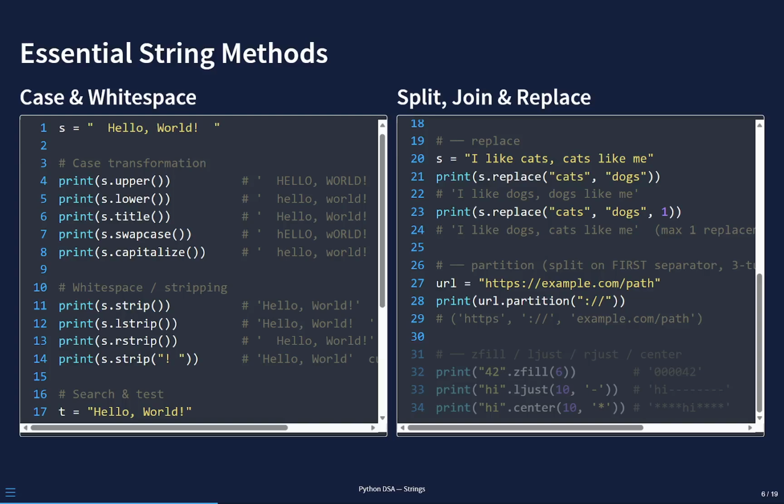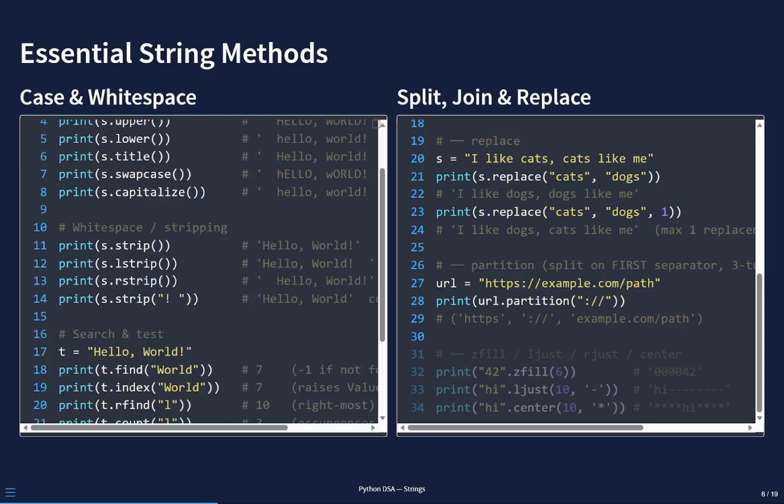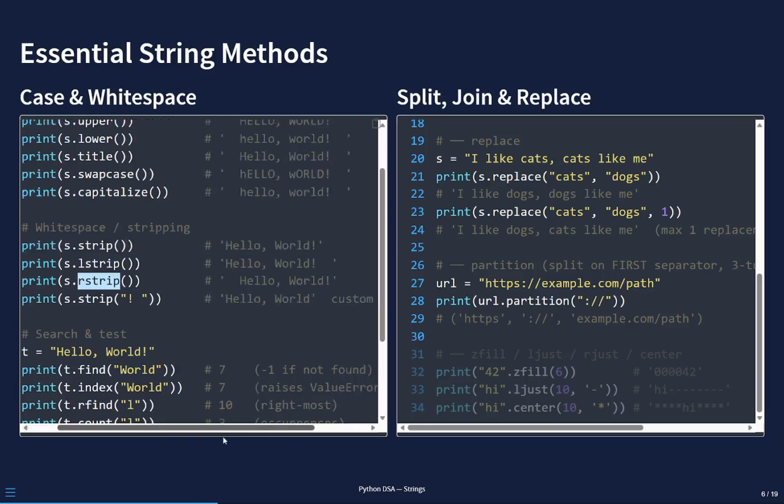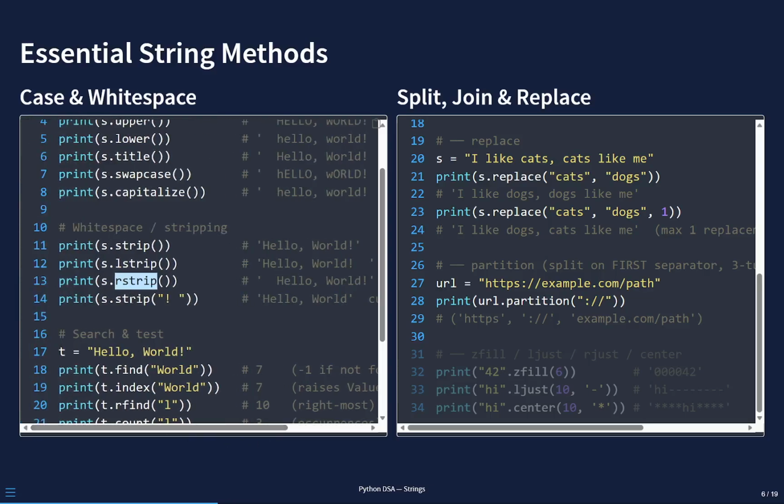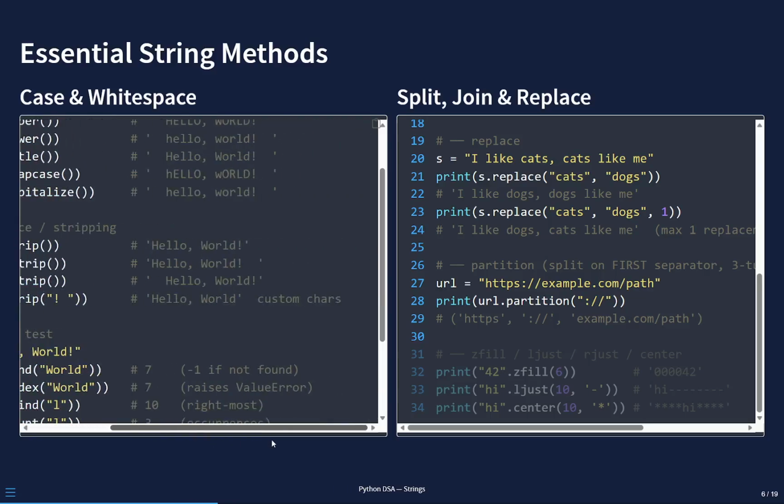Python strings come with a rich standard library of built-in methods. Let's break them into categories. Click, case and whitespace: upper, lower, title, swapcase, capitalize. All return new strings with case transformations applied, because strings are immutable. Strip removes leading and trailing whitespace. Lstrip and rstrip strip one side only. You can pass a string of characters to strip those specific characters instead of whitespace.